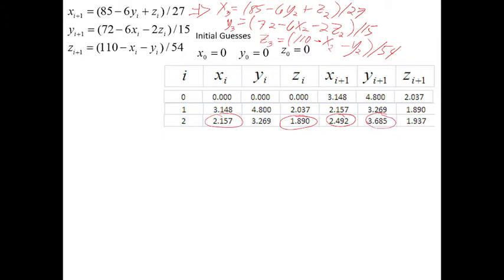Then z sub 3. We have 110 minus x sub 2. x sub 2 is 2.157, minus y sub 2, which is 3.269, over 54. We get 1.937. So we got that.